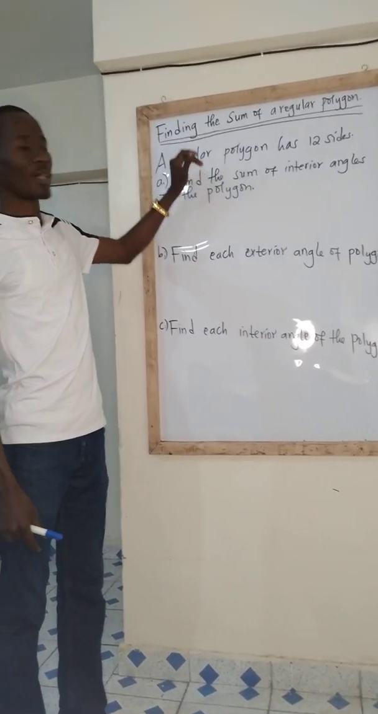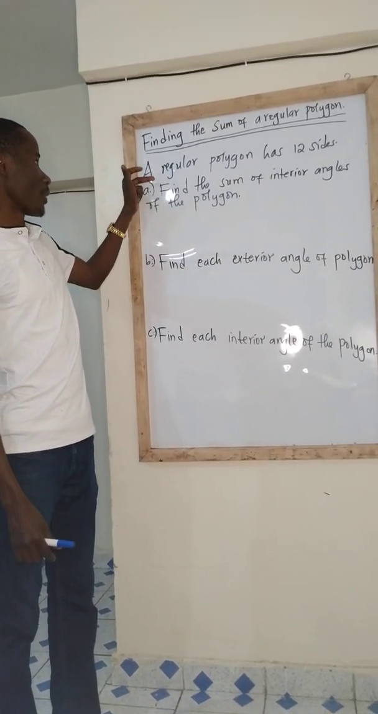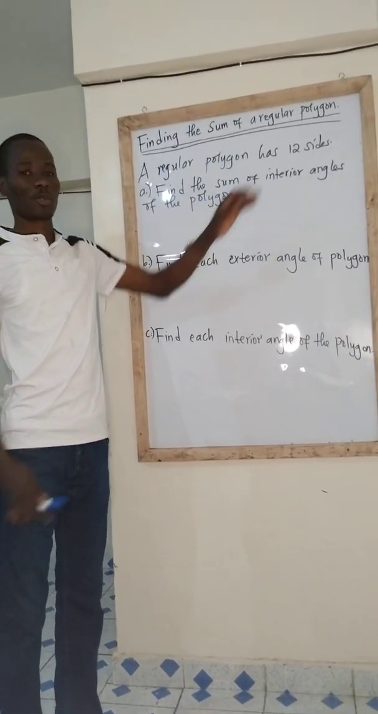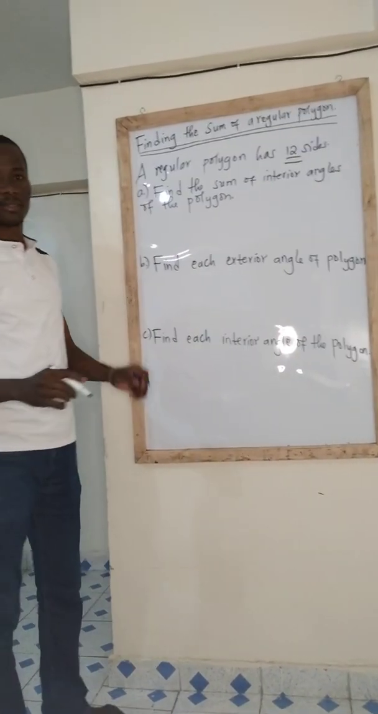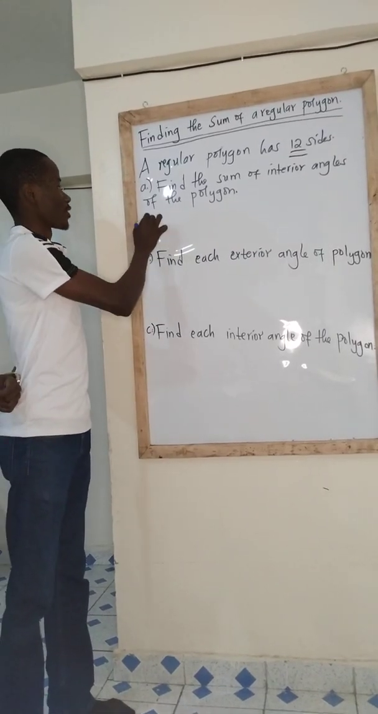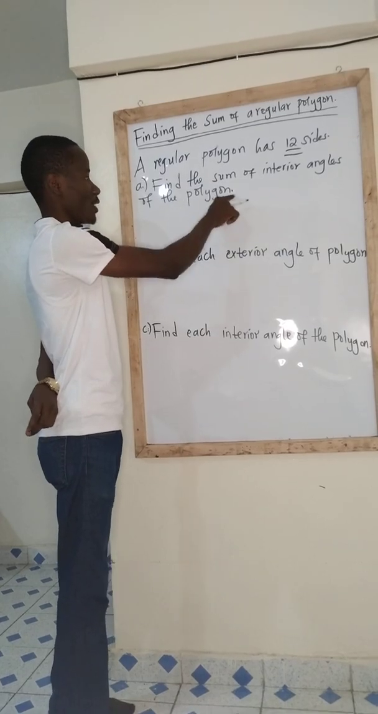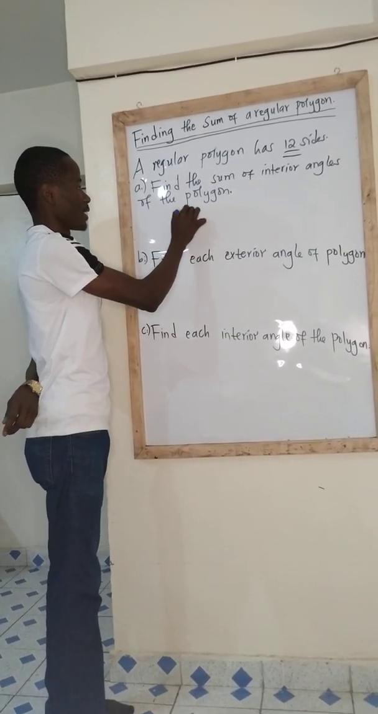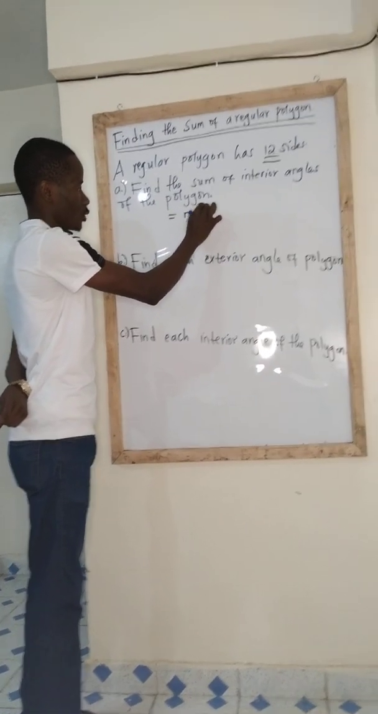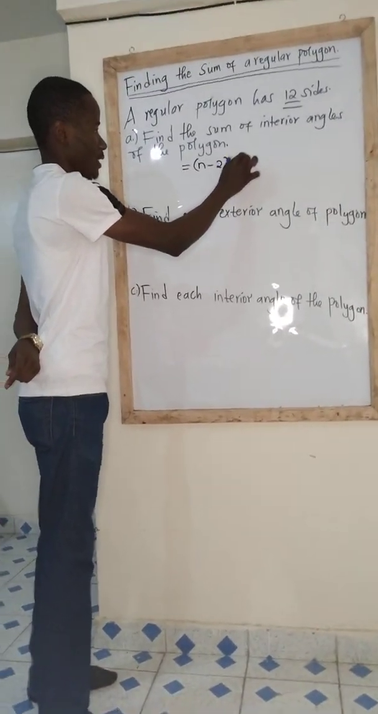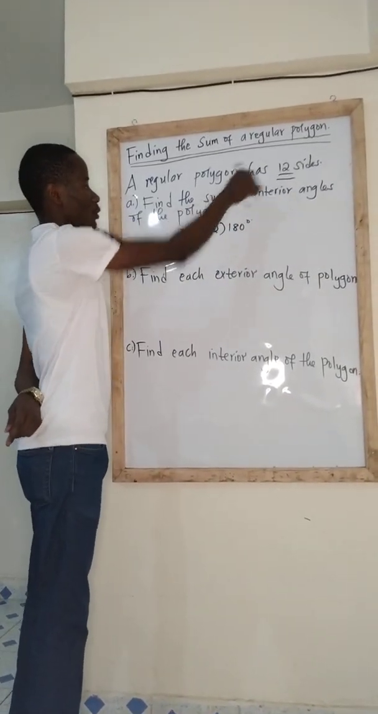Okay, today we want to look at finding the sum of regular polygons. We are being told a regular polygon has 12 sides. Find the sum of interior angles of the polygon, which is given by the formula n minus 2 multiplied by 180 degrees, where n is the number of sides.